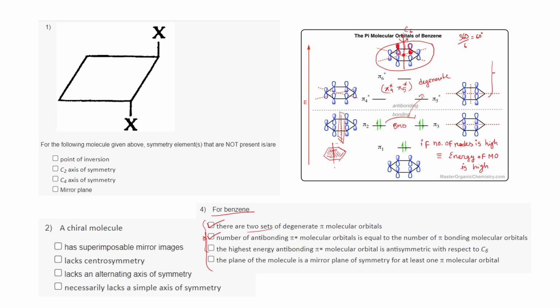Right now we are discussing what Avantika said, that the highest energy antibonding orbital, the pi 6 star, will be antisymmetric with respect to the C6 operation, a symmetry operation, rotation. C6 means we will rotate it 60 degrees around the principal axis, and if I perform a C6 operation, I will show you how it will look.